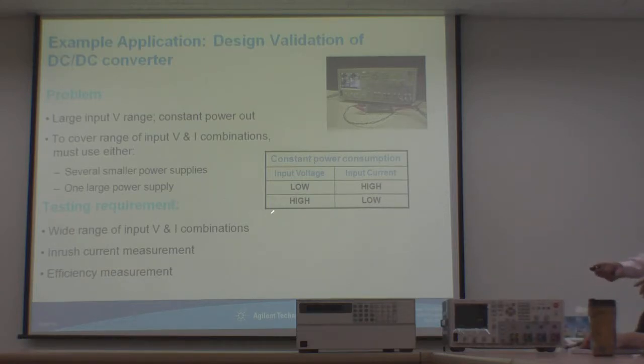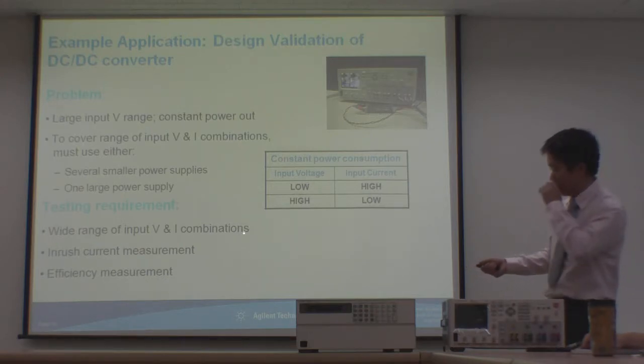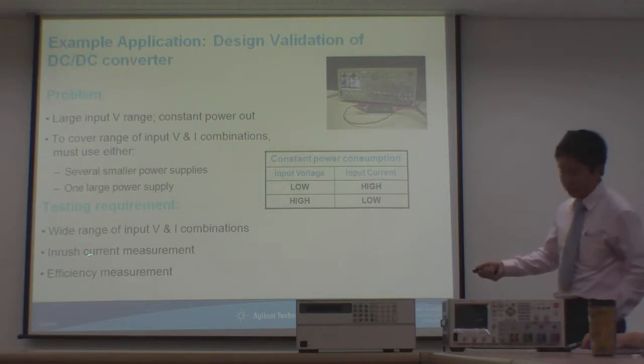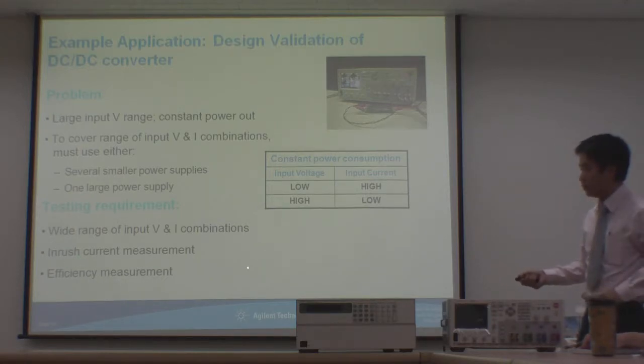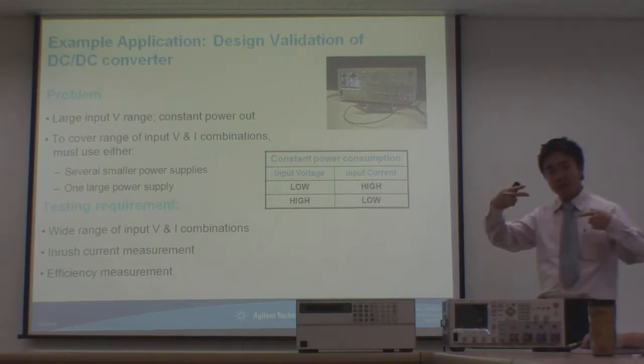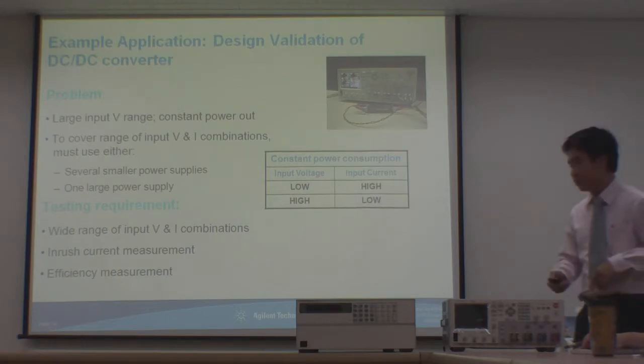So the testing requirements really narrow down to a wide range of voltage output and current combinations, in-rush current measurements, because we want to test the in-rush on the DC to DC converter, and also efficiency measurements. So you want to know what goes into the DC to DC converter and what comes out of the DC to DC converter for efficiency measurement purposes.